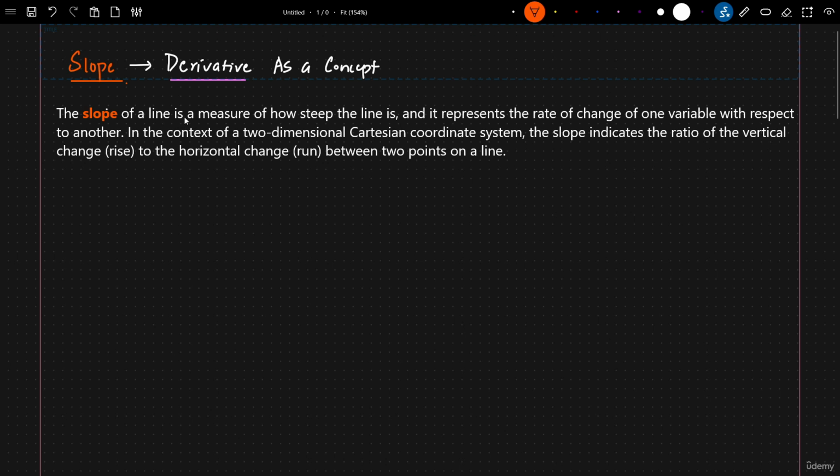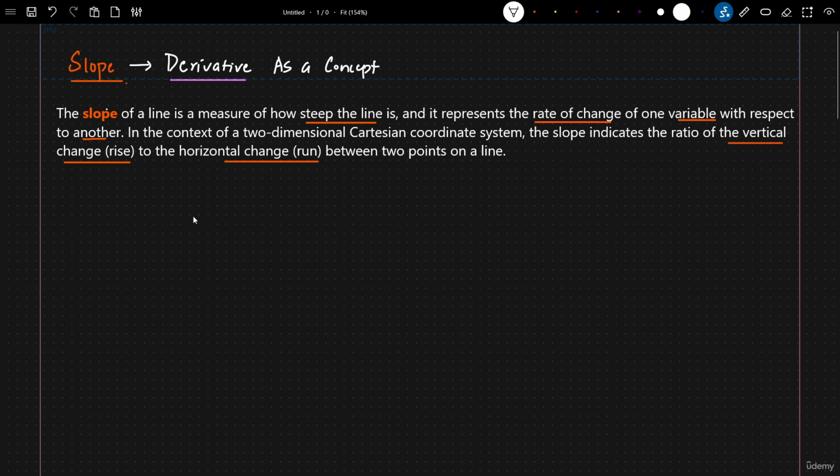A slope of a line is a measure of how steep the line is, and it represents the rate of change of one variable with respect to another variable, okay? In the context of a two-dimensional Cartesian coordinate system, the slope indicates the ratio of vertical change, that we say as rise, to the horizontal change, that we say as run, okay, between 2 points on a line.